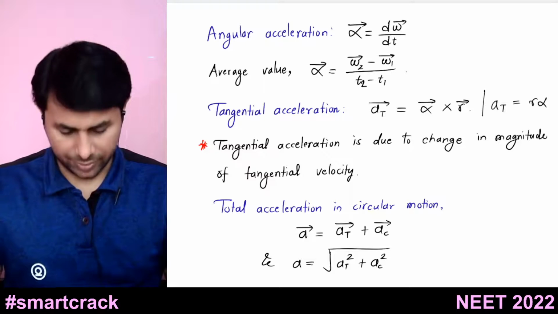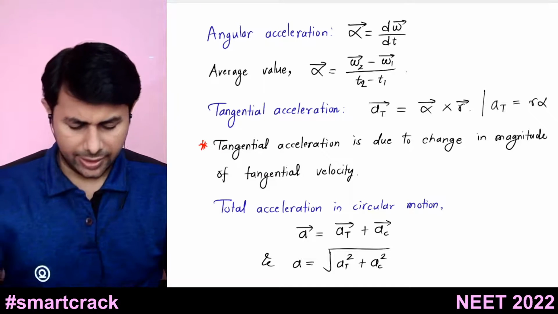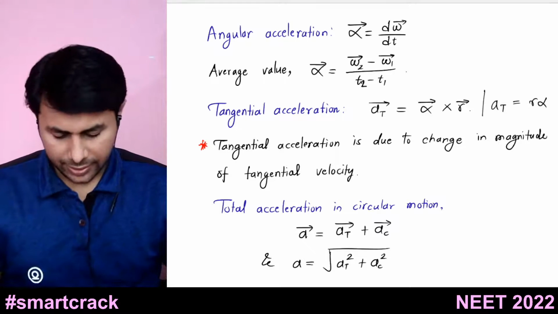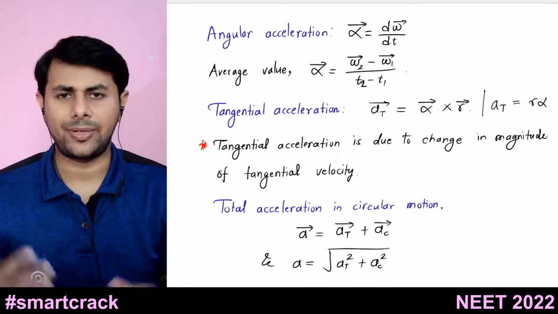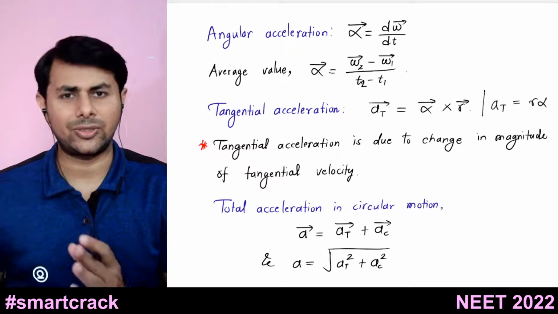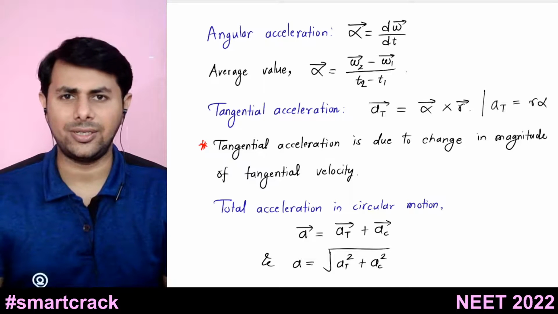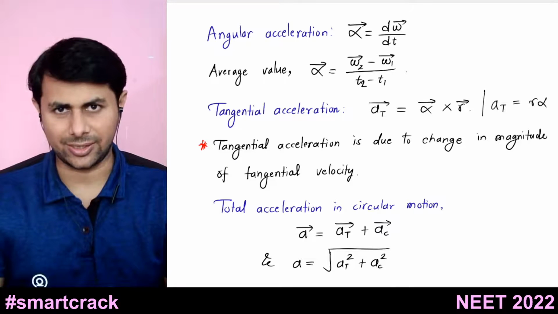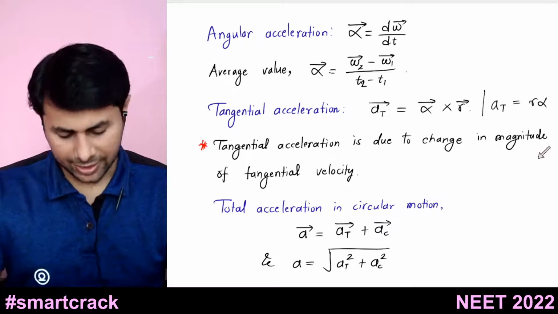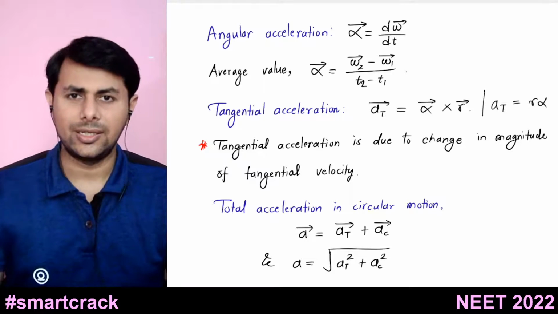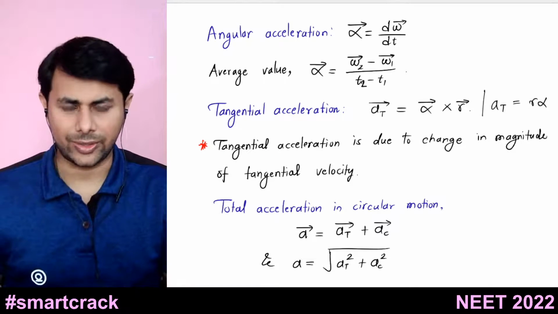R into alpha. Now here is an important point: this tangential acceleration is due to change in magnitude of tangential velocity and not because of change in direction. So which acceleration is there because of change in direction? It is the centripetal acceleration, right? So tangential acceleration is due to change in the magnitude of tangential velocity. Centripetal acceleration is due to change in direction of angular velocity.